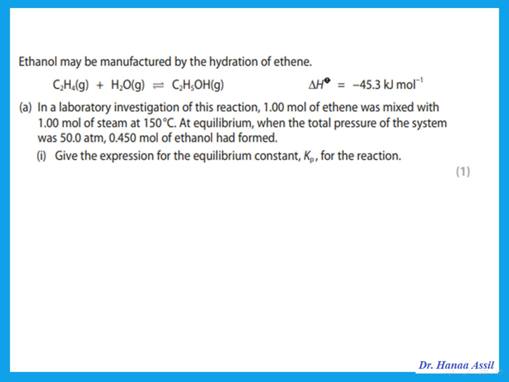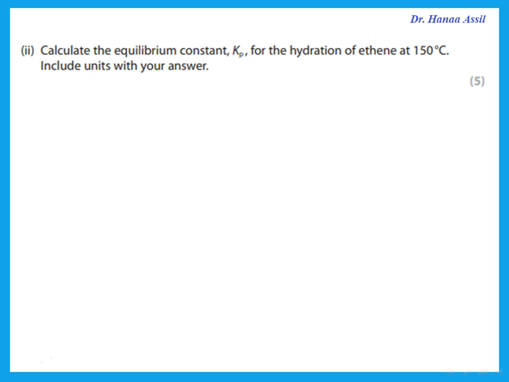Okay, another question. Ethanol may be manufactured by the hydration of ethene. In a laboratory investigation of this reaction, he started with 1 mole of ethene and 1 mole of steam, and at equilibrium, when the total pressure of the system was 50, 0.45 mole of ethanol had formed. Give the expression for Kp. So first of all, Kp is the partial pressure of ethanol over the partial pressure of the reactant, C2H4, times partial pressure of water. And he's saying calculate the equilibrium constant Kp.